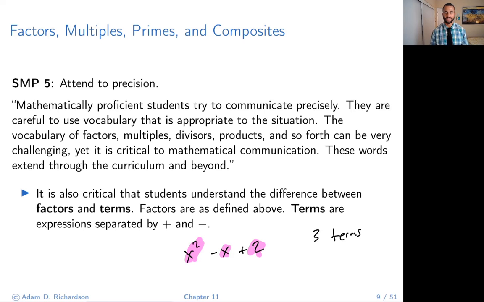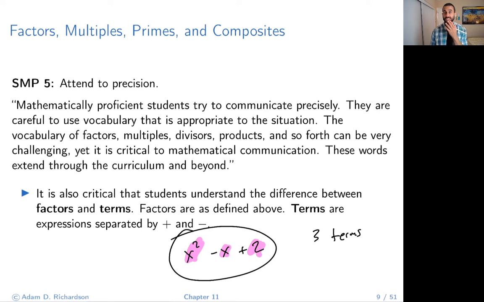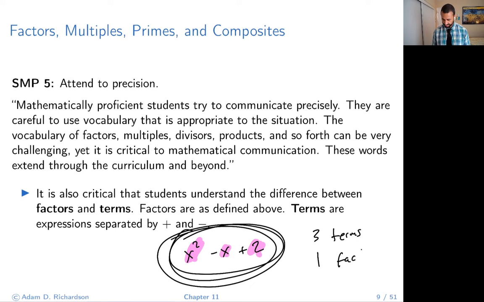Now, the second question is this. How many factors are in this expression? How many factors do you see? Think, talk. It's an interesting question. Some people might think there are 4 or 2 or 3 even. There's only one factor here, and the one factor is the entire thing.